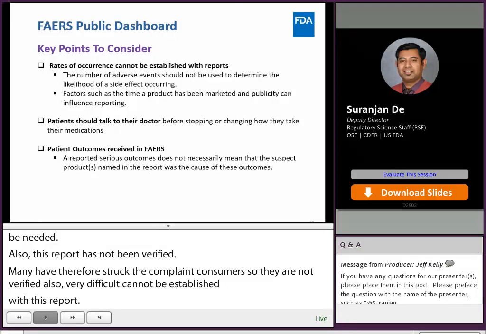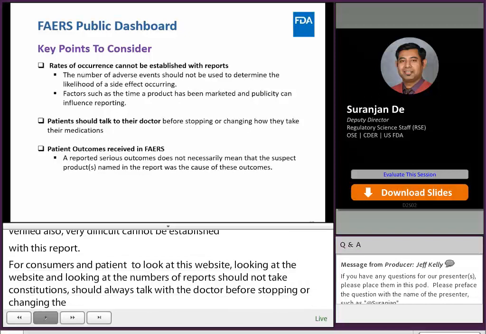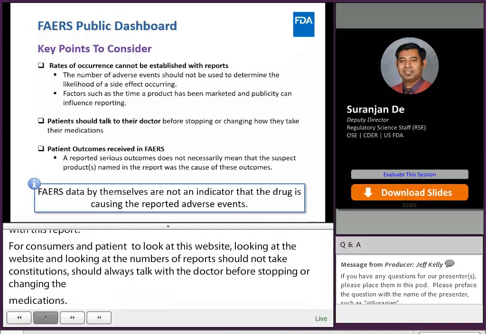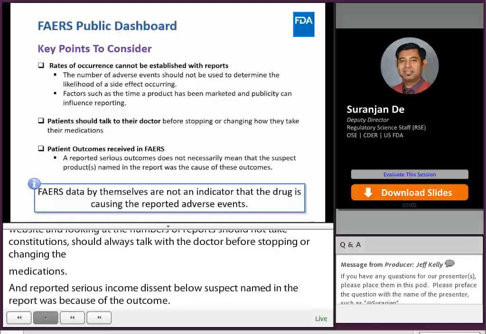And then, any reported serious outcome does not necessarily mean that the suspect product named in the report was a cause of the outcome. Right? So in all, FAERS data by themselves are not an indicator that the drug is causing the reported adverse event.